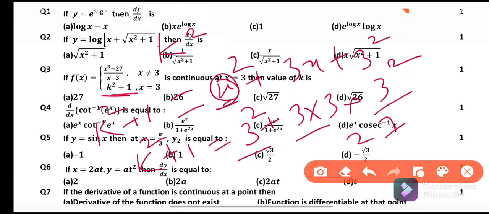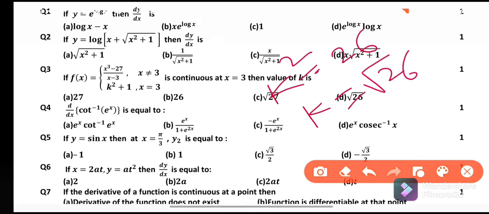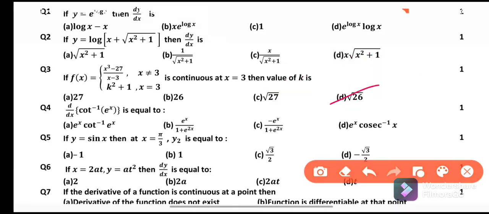Now k square is equal to 27 minus 1, that is 26. So k is equal to under root of 26. So the answer is D option.